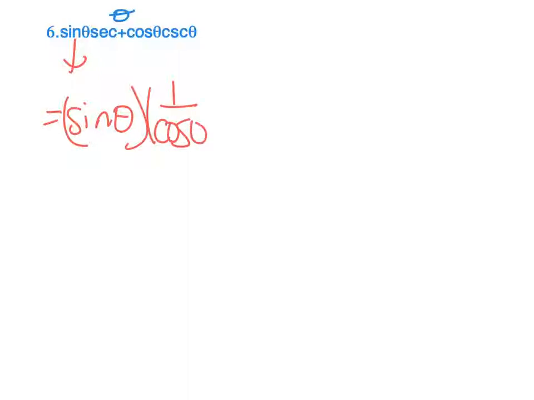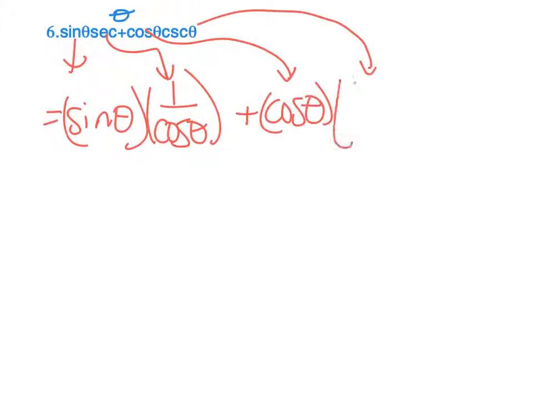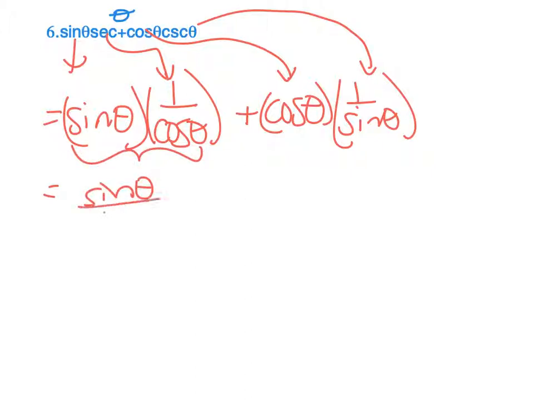Okay, next one, number 6. Sine of theta secant of theta plus cosine theta cosecant theta. Oops, I forgot the theta. So pretend there's a theta in there. So my sine of theta, I'm going to leave alone. Secant is 1 over cosine theta. Cosine theta, 1 over sine theta. So if I write these as one fraction, this is sine theta over cosine theta. This is cosine theta over sine theta.